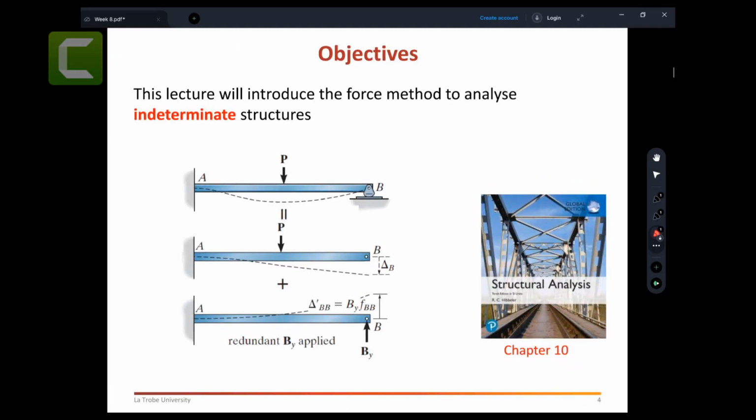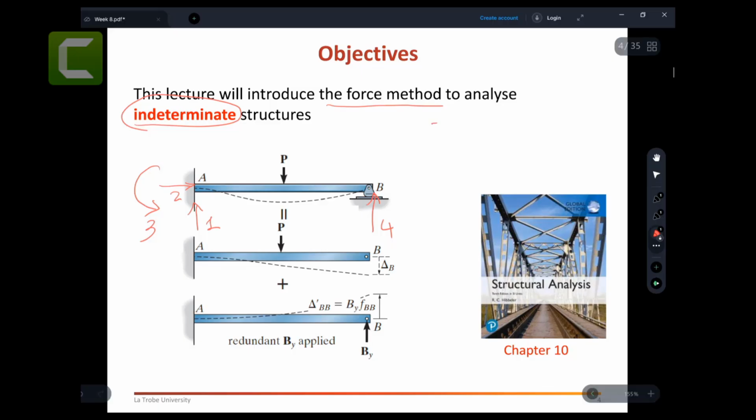As I mentioned, these lectures will introduce the force methods to analyze indeterminate structures. What are indeterminate structures? Indeterminate structures are structures where, let's say you have one reaction, second reaction, third reaction, because you have a fixed support and this is a roller support. So four reaction forces: number one, number two, number three, and number four.